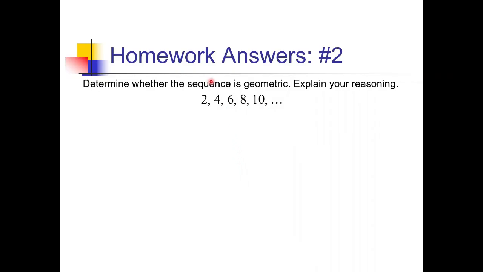To see if this sequence is geometric, let's see if there's a common ratio. So let's divide each term by the term before it. We've got 4 divided by 2, which is 2. 6 divided by 4 is not 2, it's 3 halves. Since we already don't have a common ratio, this is a no, not geometric.